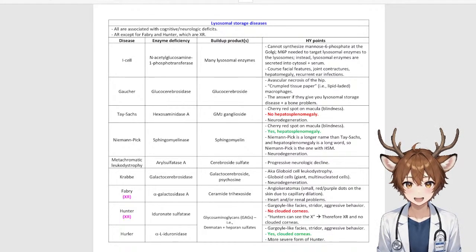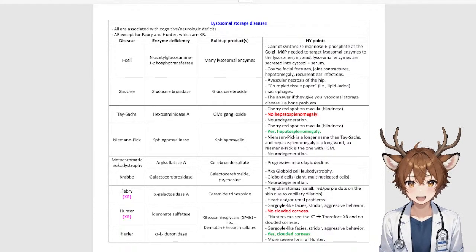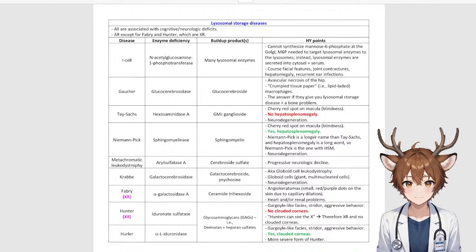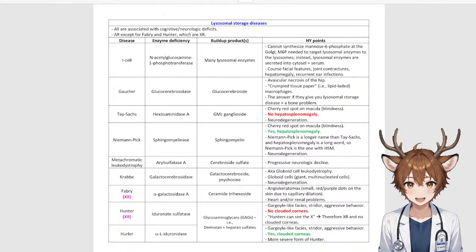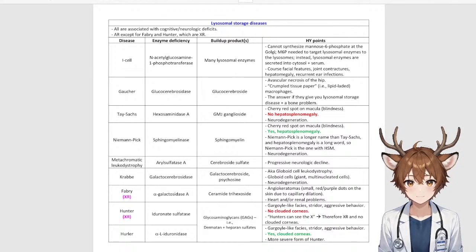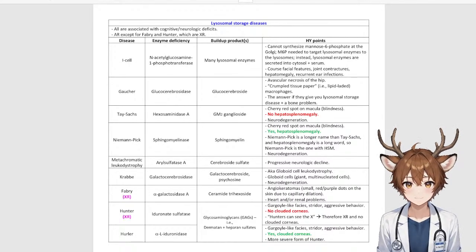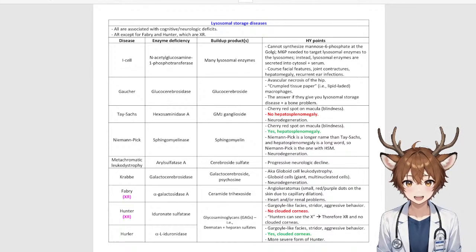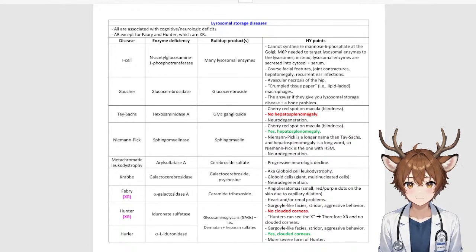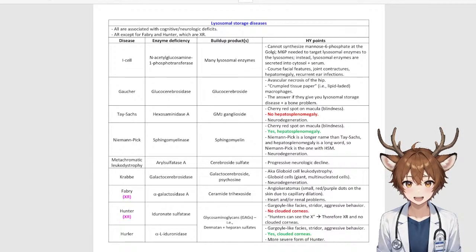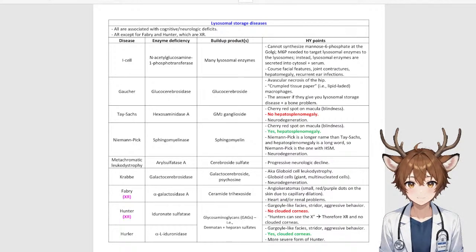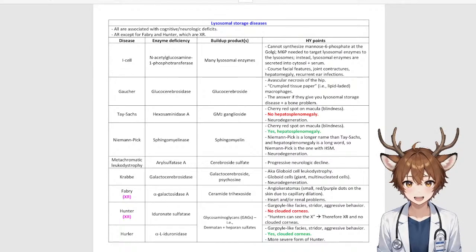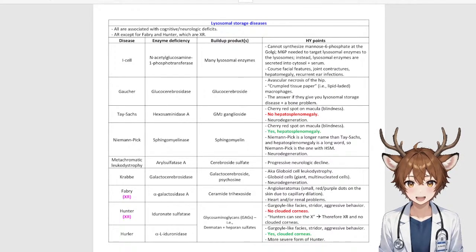So the I cell disease, enzyme deficiency would be N-acetylglucosamine 1 phosphotransferase. Build-up of the product would be many lysosomal enzymes. What's the high-yield point? Cannot synthesize mannose-6-phosphate. At the Golgi, M6P needs to target lysosomal enzymes to the lysosomes. Instead, the lysosomal enzymes are secreted into cytosol plus serum.